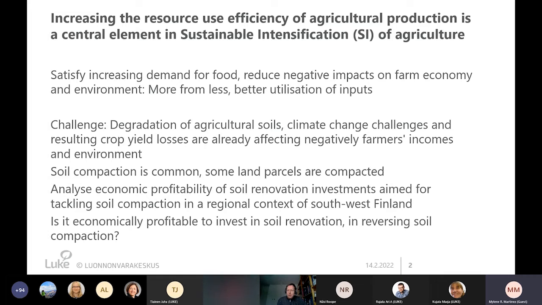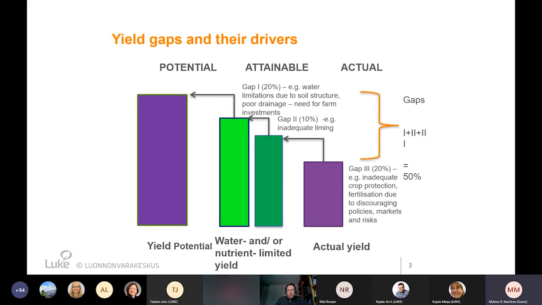And this, I think, might stimulate quite many thoughts and might be a good example, this kind of a farm economy improvement and sustainability improvement, so that some compacted soils are difficult in many respects. I don't go to all of them. But what is the clue in this presentation is that we have different kinds of yield gaps. We have gap 1, which is water limitations due to soil structure, poor drainage, and there's need for farm investments, which are long-term investments. Not so easy to analyze economically always.